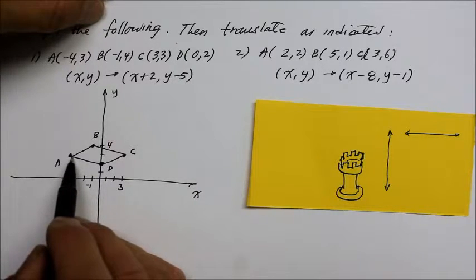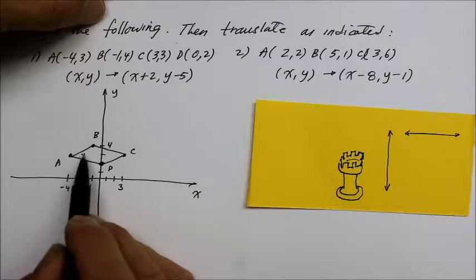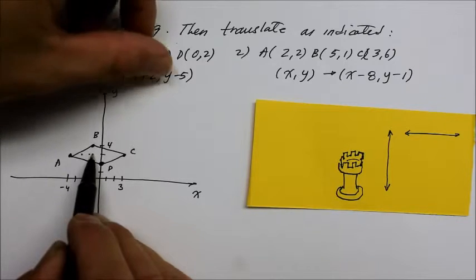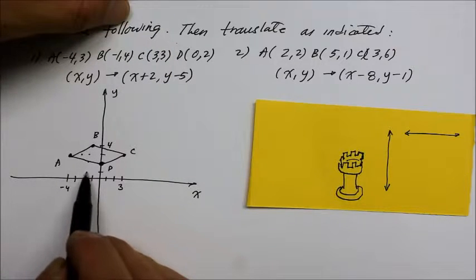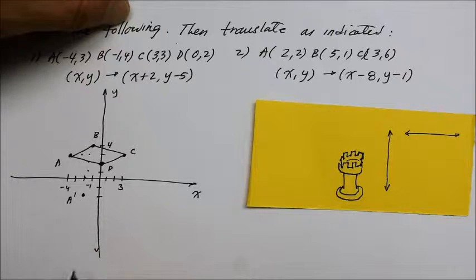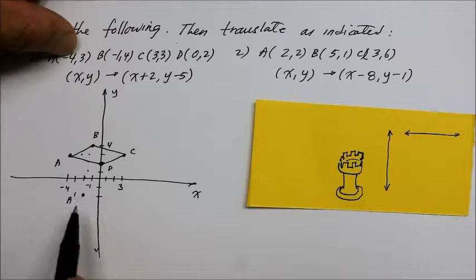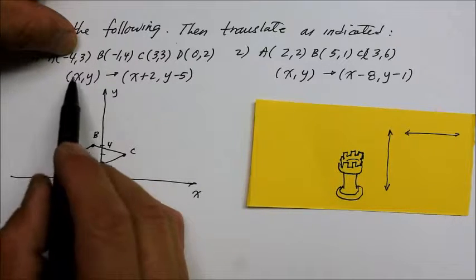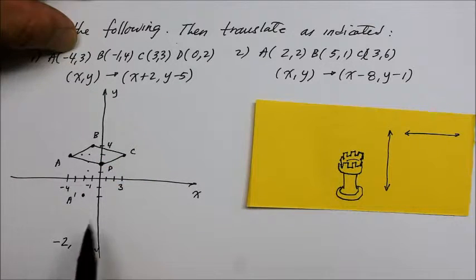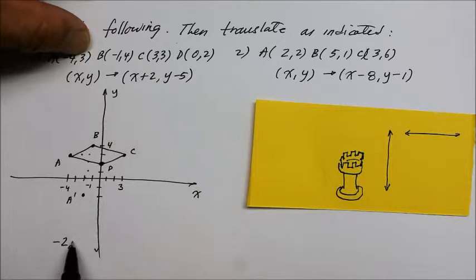Here's the A. It goes right 2 first. 1, 2. So you were at -4. Now you're going to be at -2. And then go down 5. 1, 2, 3, 4, 5. There it is. There's a new A prime. So it's a new coordinate. Instead of -4, it's going to be -2. And instead of 3, 3 minus 5 is -2. There's your new coordinate for A prime.